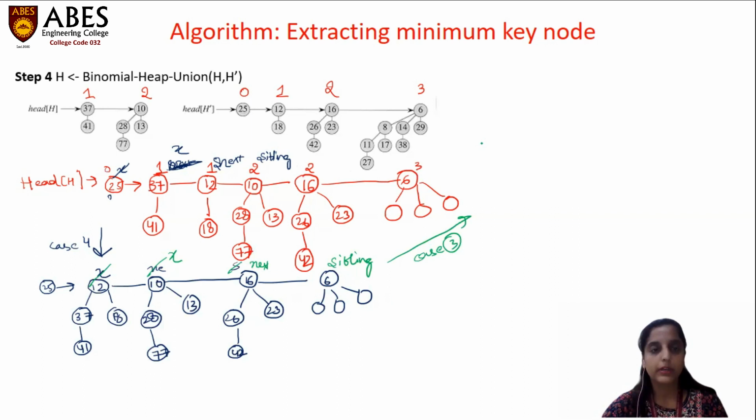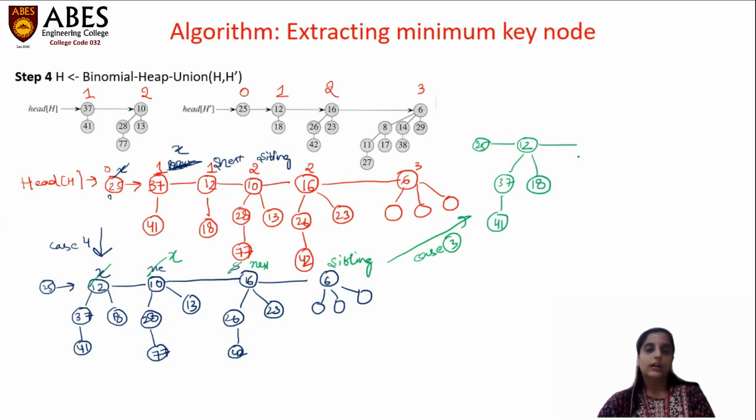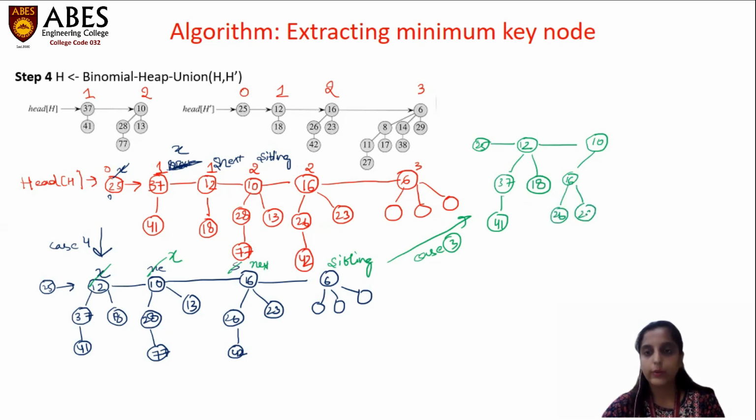Now when we apply case number 3, our binomial heap will look like this. Here we have 25. Now here we have 12. Next we have 37, next we have here 18, then we have here 41. Now we're going to remove 16 from the root node and attach it as a child node of 10. So it will be 10. Here we'll attach 16. 16 has two child nodes, 26 and 23 as well, and here we have 42.